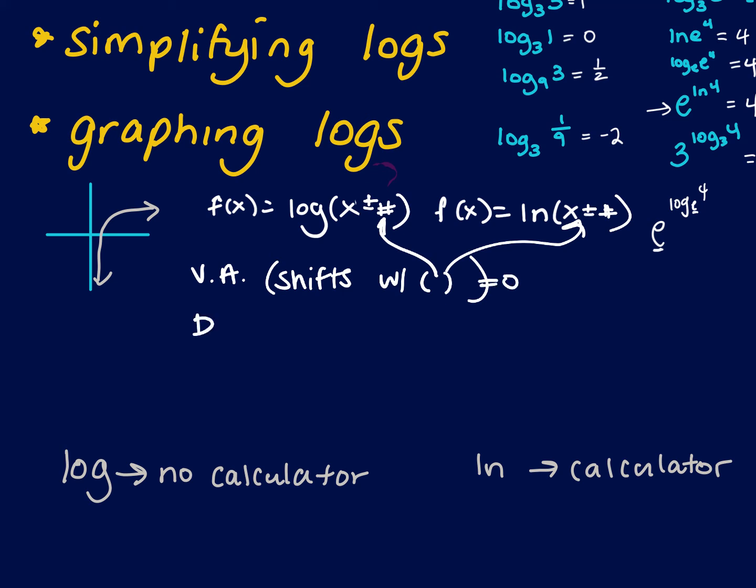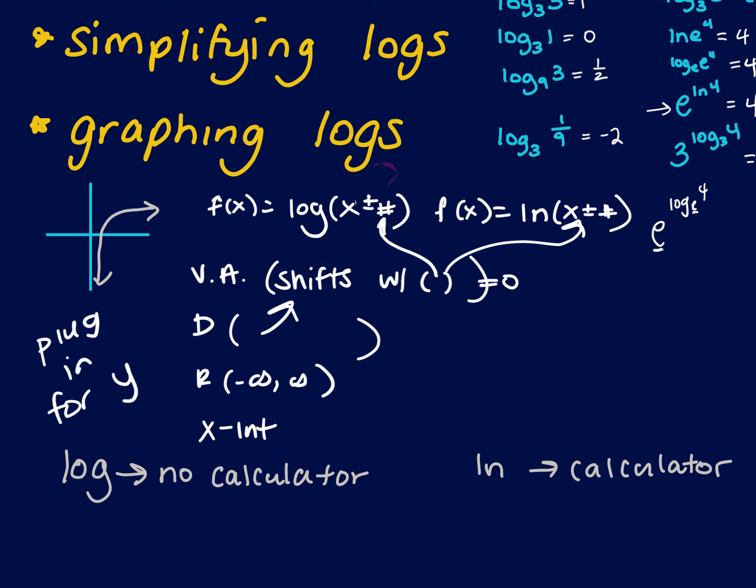The domain shifts with the parentheses. We get it by that same value. If it points to the right, it'd be to positive infinity. If it points to the left, it would flip it. Range on these is all real numbers. And this time we have an x-intercept because we plug in for y.